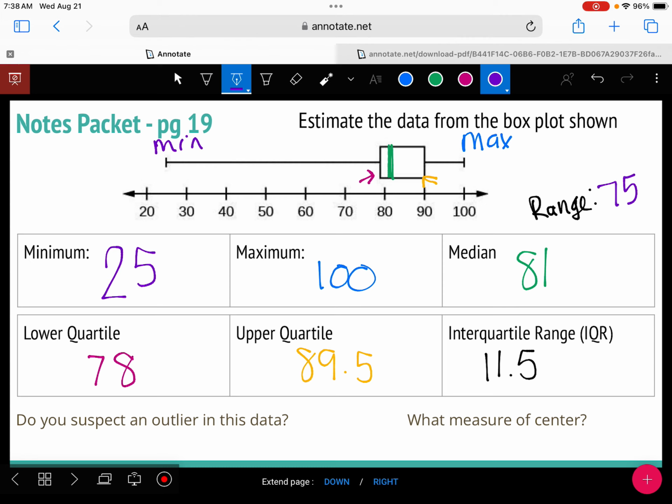So we want to look at this. Now I'm going to ask a question that we may or may not have enough information to answer. Do we suspect an outlier? Do we think there's one random, either really, really big or really, really small value?